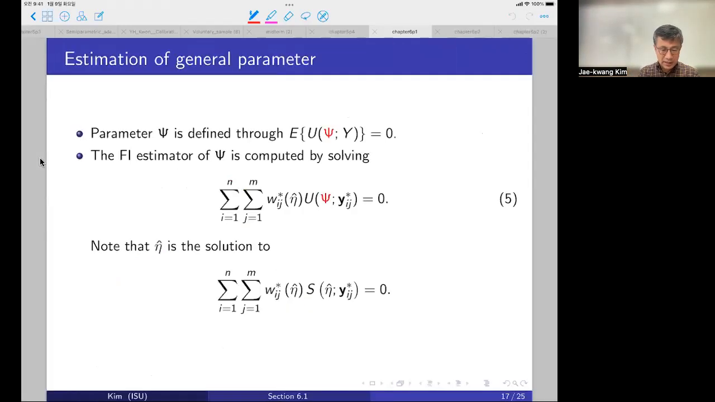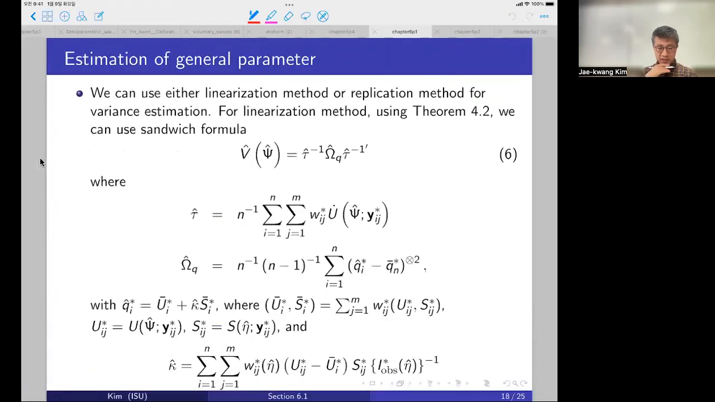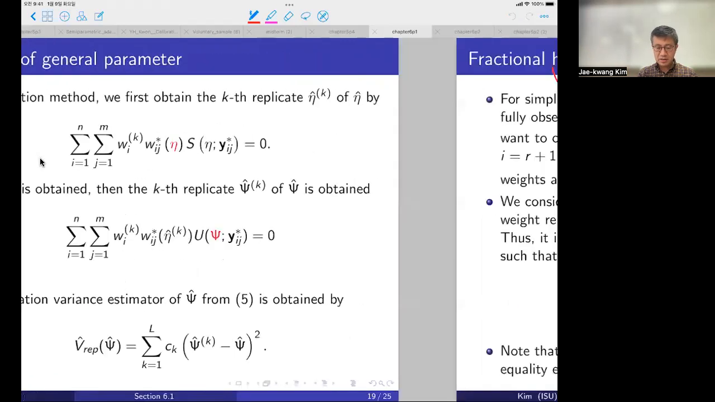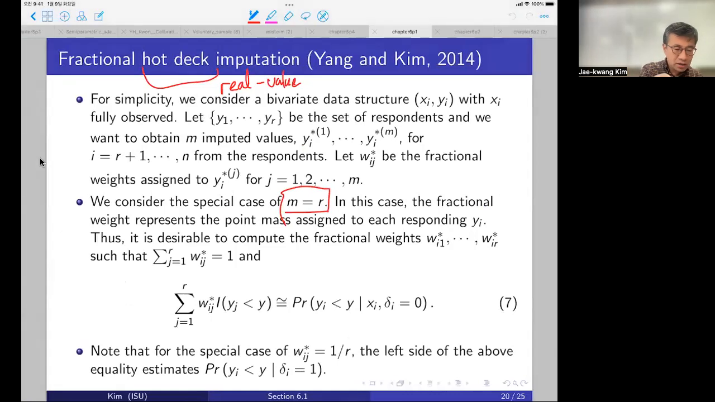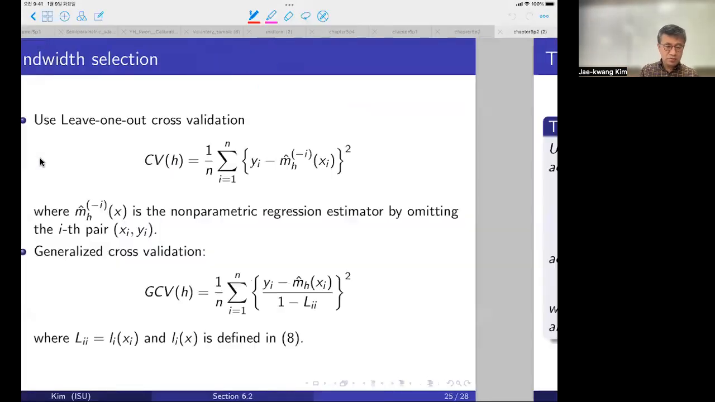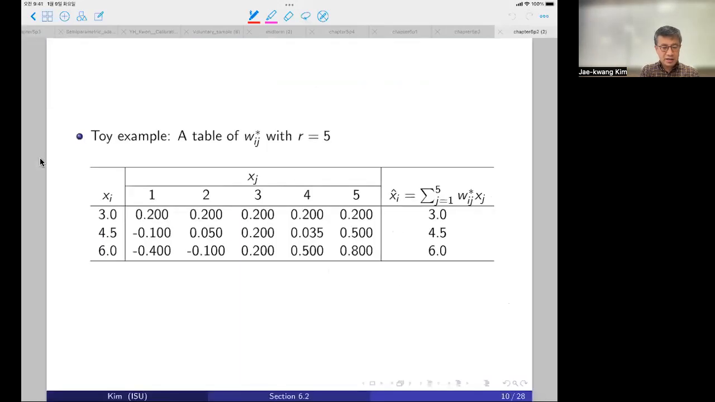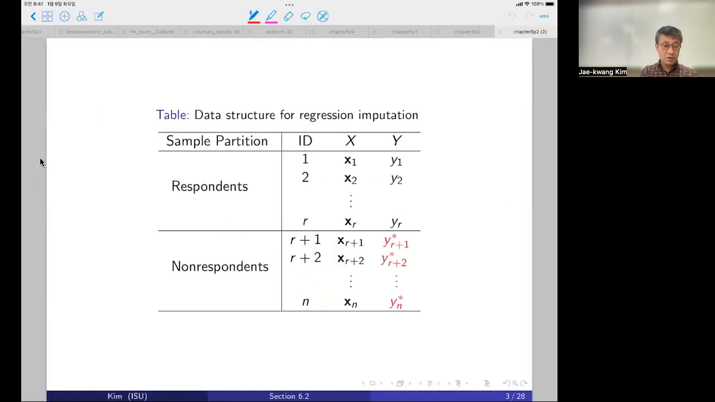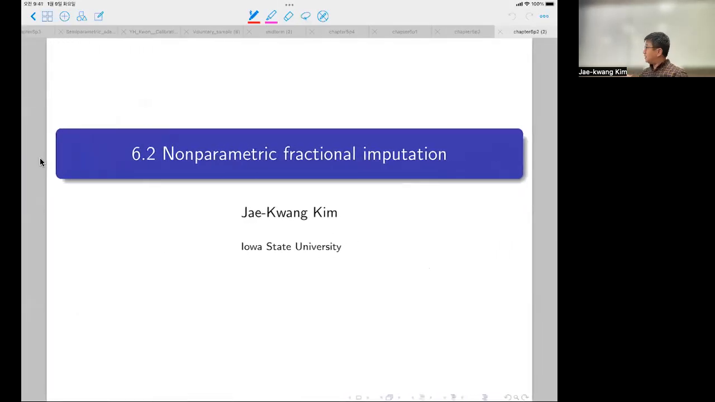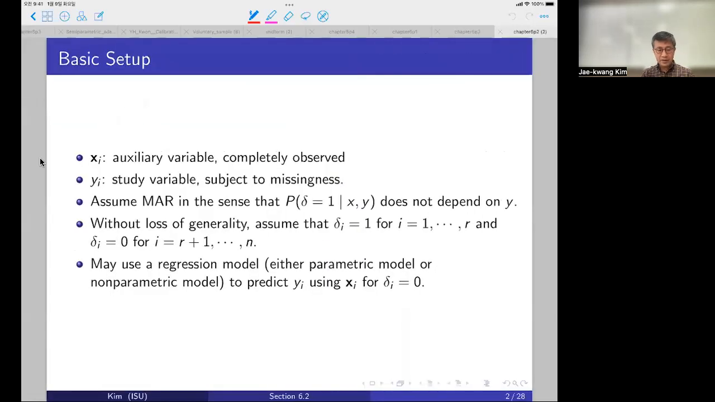And then the linearization. The nice thing about fractional imputation is you can automatically compute the conditional expectation using the fractionally imputed data already. So this is pretty much the same linearization, but I will probably just skip everything and move on to section 2, which I think is quite important. You will see a lot of interesting ideas.